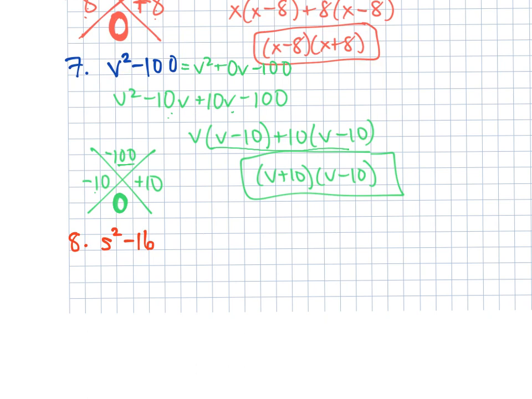Okay, and if you did do the shortcut, you can see the square root of this is v, so that goes here. The square root of this is 10. So those go both there, and one gets a plus and one gets a minus.